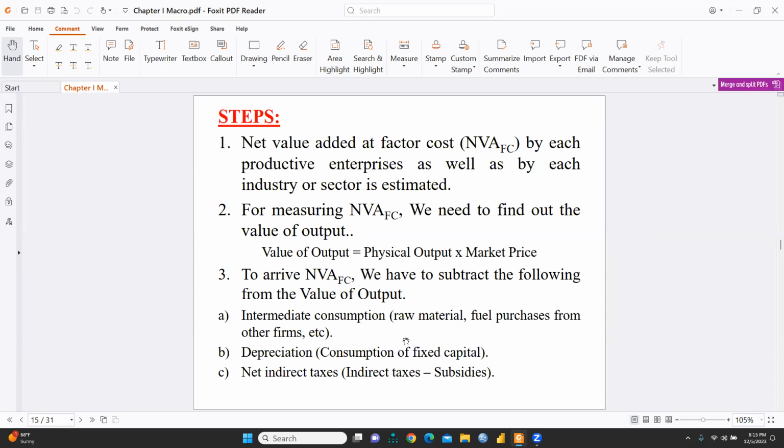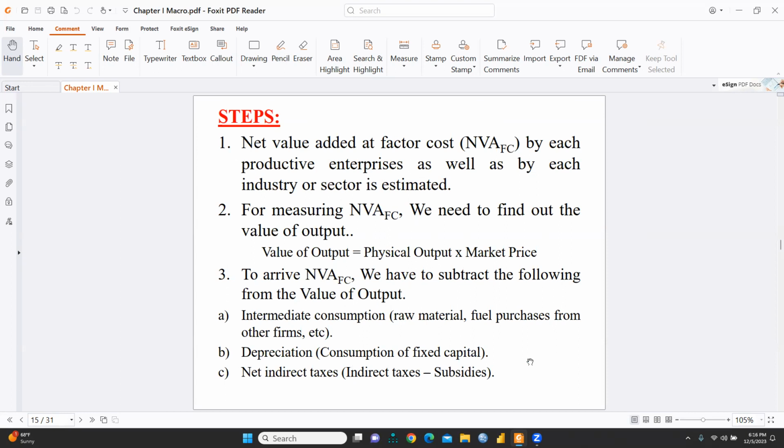To arrive at NVA at factor cost, which means net value added at factor cost, we have to subtract the following from the value of output. First is intermediate consumption. Intermediate consumption means raw material, fuel purchased from other firms, etc. Suppose somebody is selling wheat flour, and for this purpose they are purchasing wheat grains. So wheat grains will become an intermediate good for that particular firm, from those who are selling this whole grain wheat. So this is the intermediate consumption. We subtract it; we are not adding it in the value of output.